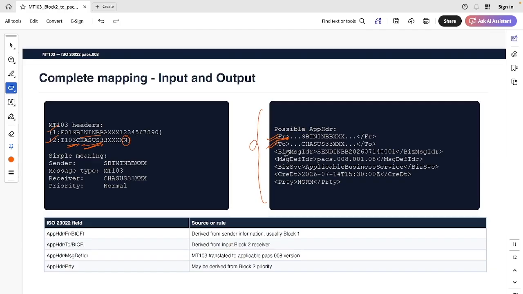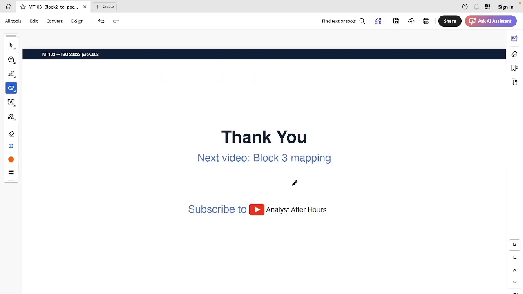There is no mapping for business message identifier. Then the message type gets transformed into the equivalent ISO 20022 message, and this is captured in the message definition identifier. Then there is no mapping available for business service and creation date time. Then there is a priority element as well, where we basically capture the value for the delivery treatment. Okay, and this brings us to the end of MT103 Block 2 mapping.